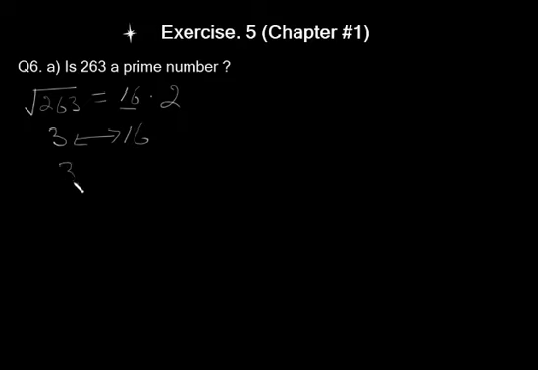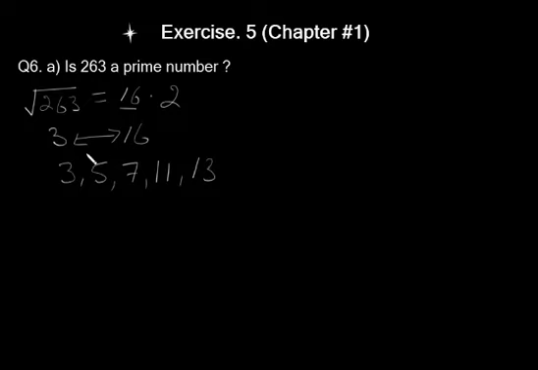So the first prime number is 3 itself, then 4 is not, 5, yes, 5 is a prime number, 6 is not, 7, yes, 7 is a prime number, 8 is not, 9 is not, 10 is not, 11 is a prime number, and then 12 is not, and then 13 is a prime number, then 14, 15, 16 are not prime numbers. So it means that to check if 263 is a prime or not, you just need to divide by these 5 numbers, 3, 5, 7, 11 and 13.